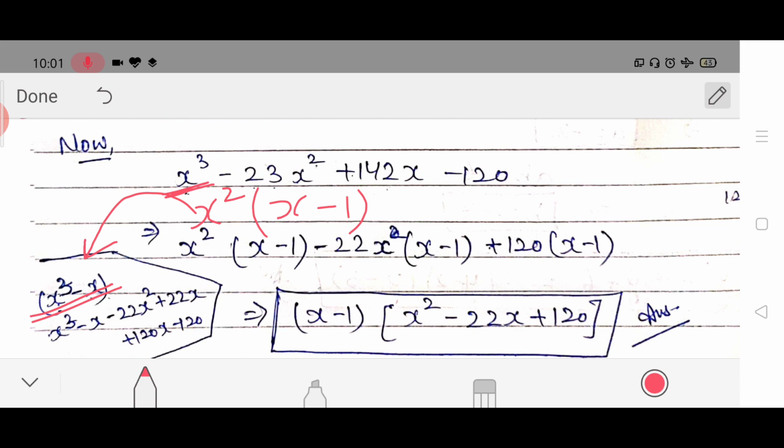You can see, if you multiply x square by x - 1, you get x cube minus x square. But in the given question it is given -23x square. Out of -23x square, we already have -x square, so how much is left? -22x square is left. So what will we do for -22x square?